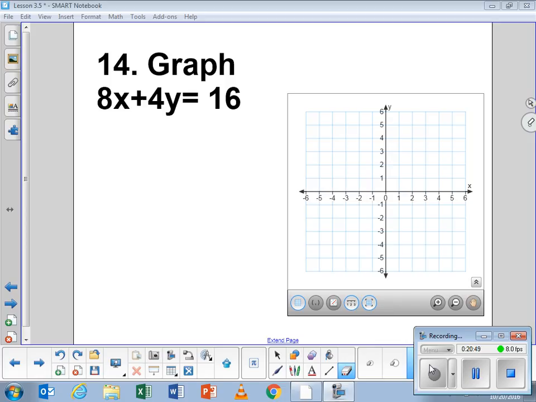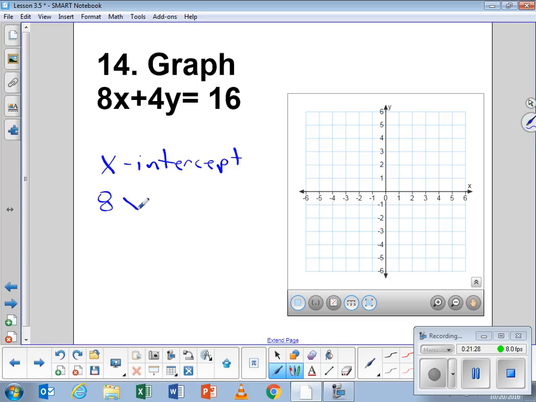Let's look at this together now. If I want to know where it crosses the x-axis, what do I do? Put 0 where x is at. Put 0 in for what? I want to know where it crosses the x-axis. Put 0 in for y. So if I want to know the x-intercept, then I'm going to put 0 in for y. So 8x plus 4 times 0 equals 16.